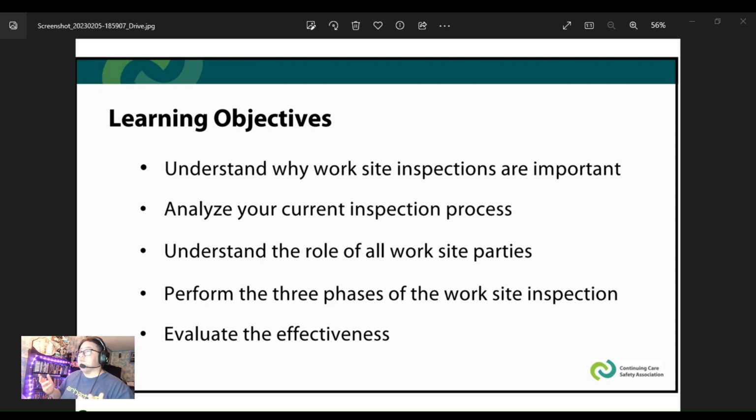Understand why worksite inspections are important to our health and safety program. Then we have to analyze your current inspection process, and determine if it meets legislative requirements. Understand the role of all worksite parties, especially the health and safety committee, us, and how that fits into worksite inspections. Perform the 3 phases of worksite inspection: pre, during, and post. That's essentially what it is. And evaluate the effectiveness of our current worksite inspections so we can learn where to improve.